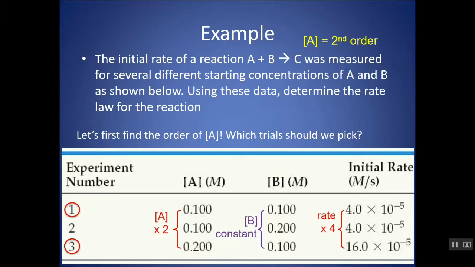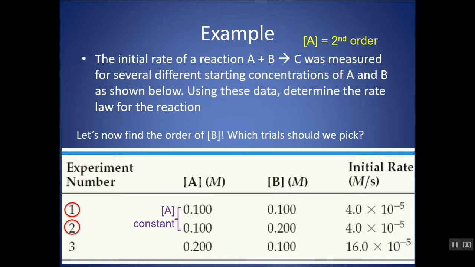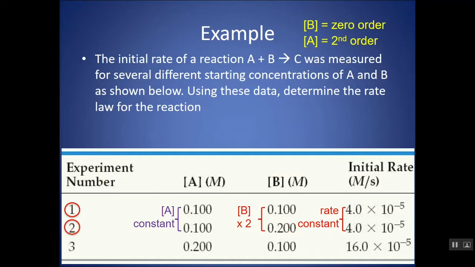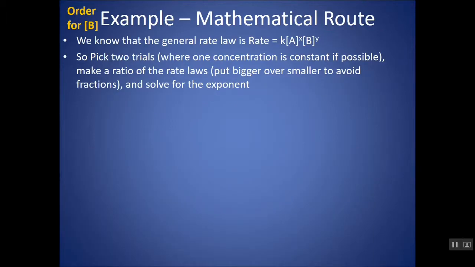Okay, to observe B, I'll pick trials 1 and 2 so that A is constant and only B is changing, so I can isolate the one variable I want to observe on rate. And I'll notice that rate is constant. Rate is totally unaffected by this doubling of B. So what is the order of B? That is 0 order. So then don't forget to answer the question. Let's write the rate law. The rate law is k, in this case, A is my first reactant, [A] squared, and [B] to the 0, or you can drop the B to the 0 completely because anything to the 0 power is 1, and I get rate = k[A]^2. Okay.